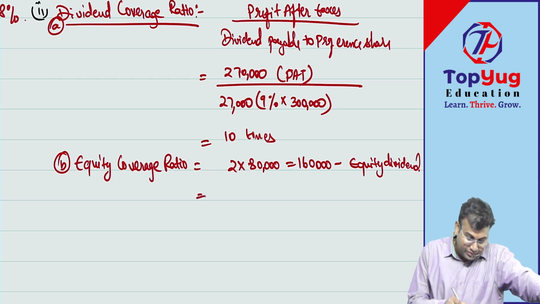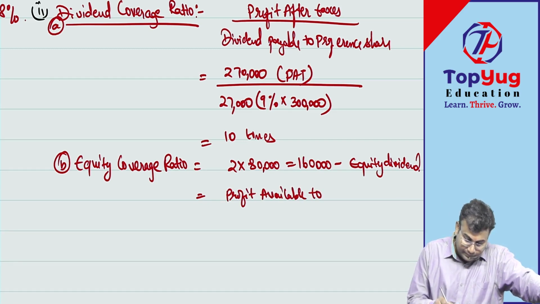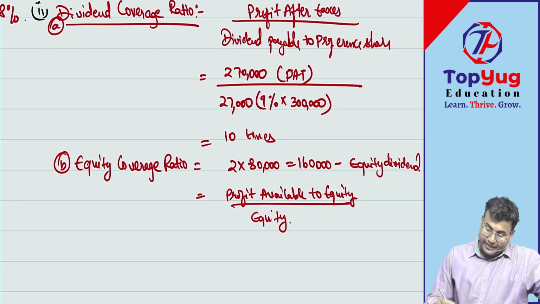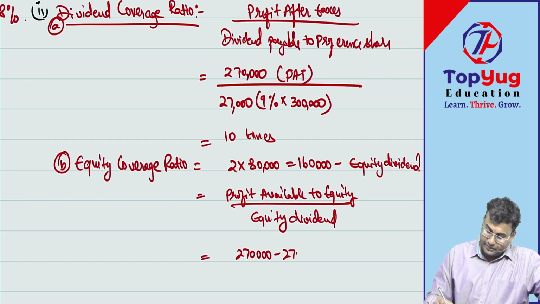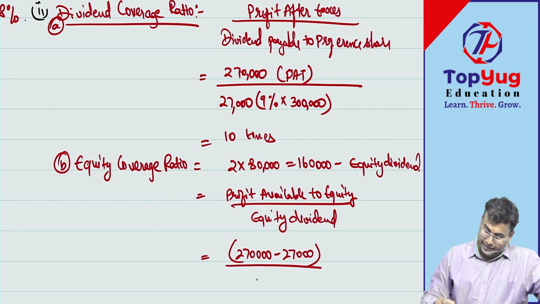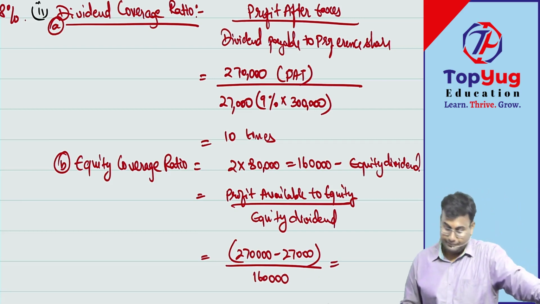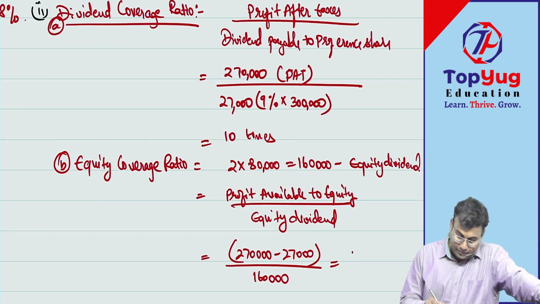Yes, so my coverage ratio is again the same thing, profit available to equity divided by equity dividend. So my profit available to equity is 2,70,000 or lower. Why? Preference has to be paid out. So that is 2,70,000 minus 27,000, then divided by 1,60,000. How much would the number be, sir? 1.52 times, as our learned student tells.